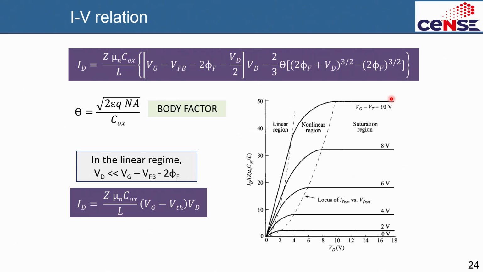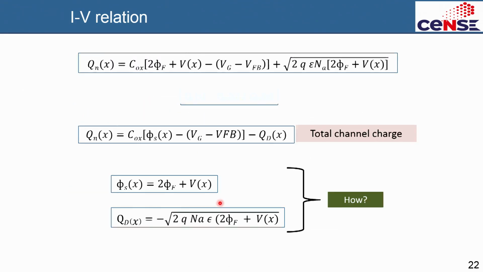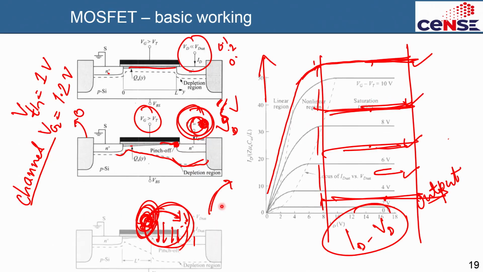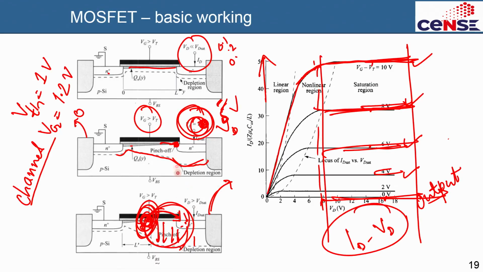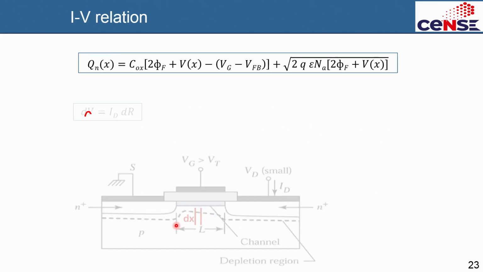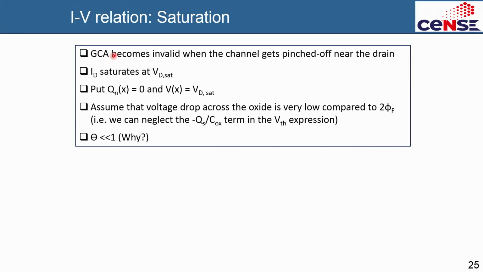Once the channel becomes pinched off, I will come back here. Once your channel becomes pinched off here, it was actually highlighted in this diagram. I told you the gate becomes negative with respect to the drain, so this particular region becomes pinched off. Once the channel becomes pinched off here, your gradual channel approximation will no longer hold true, okay? The gradual channel approximation becomes invalid when the channel gets pinched off near the drain.